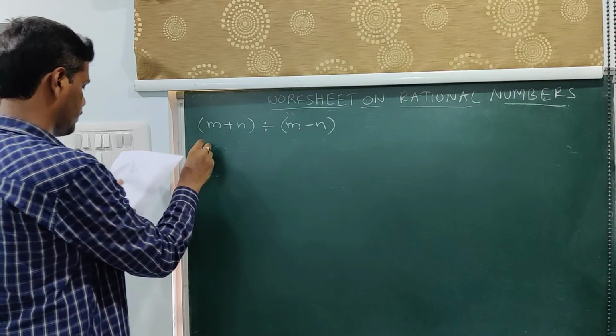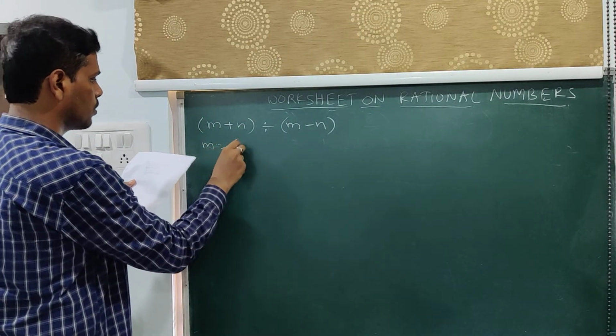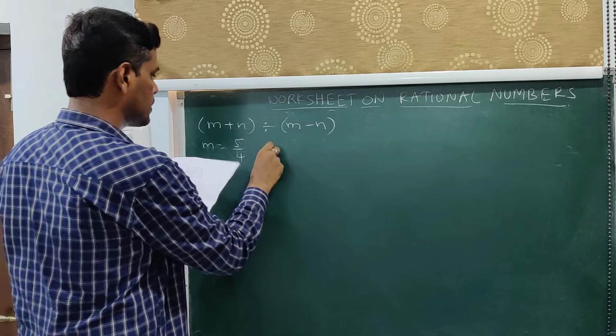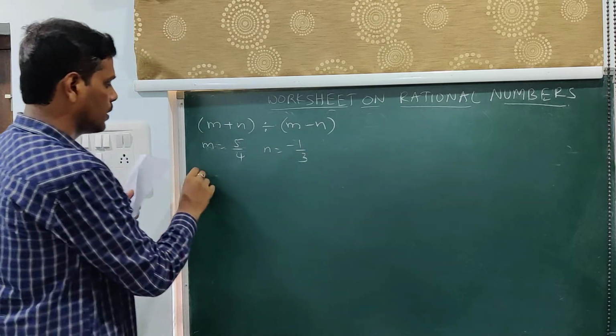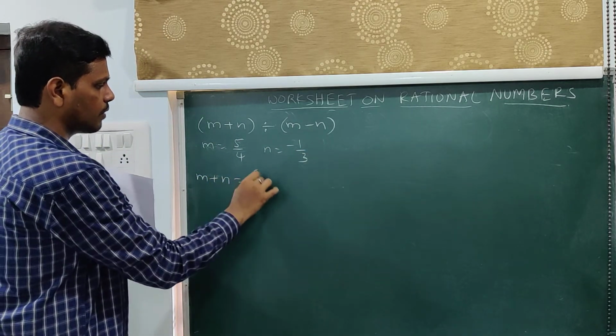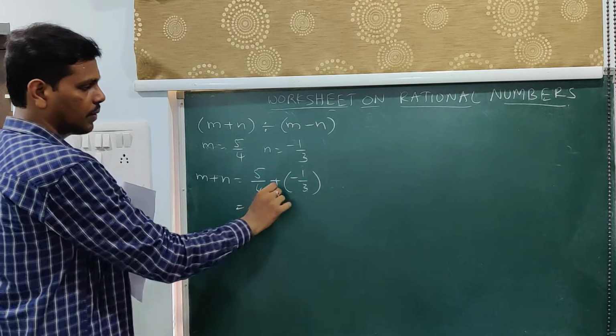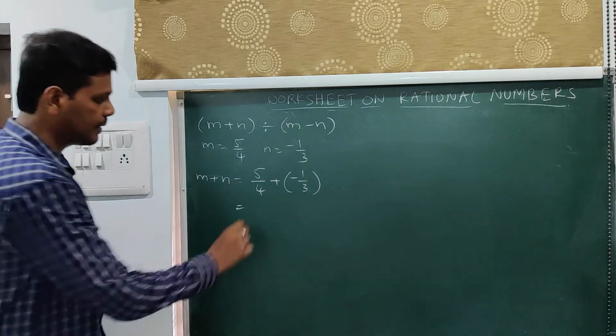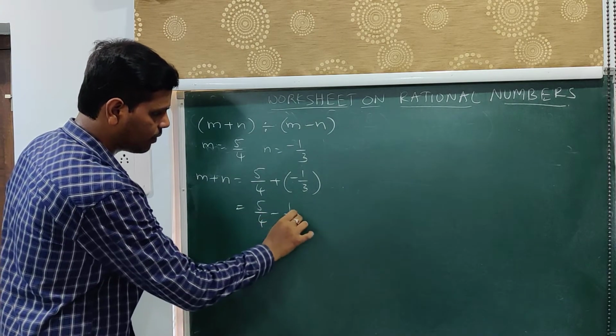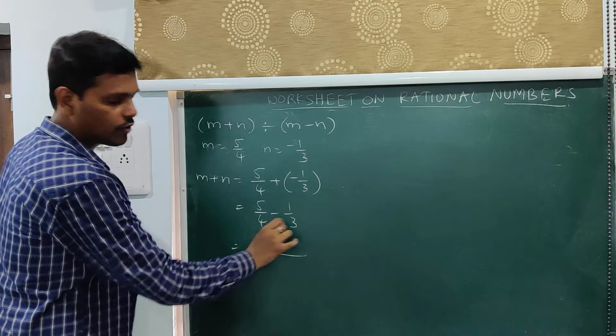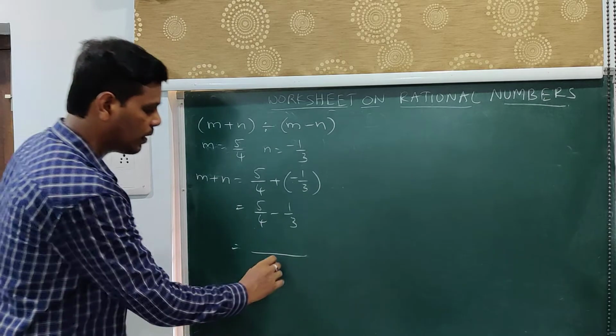So look into the third one. So we have m is equal to 5 by 4, n is equal to minus 1 by 3. So calculate m plus n, that is 5 by 4 plus minus 1 by 3. Now plus into minus is minus. So 5 by 4 minus 1 by 3. So take the LCM of 4 and 3. LCM of 4 and 3 is 12.